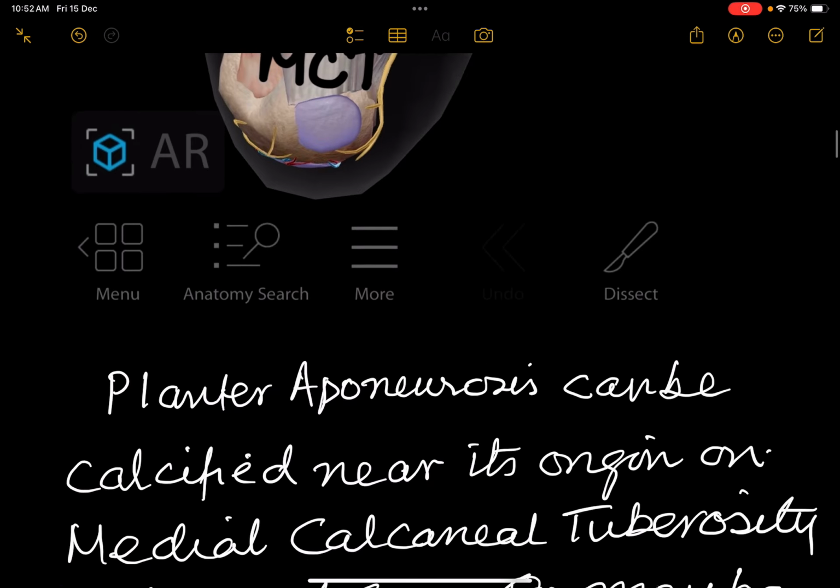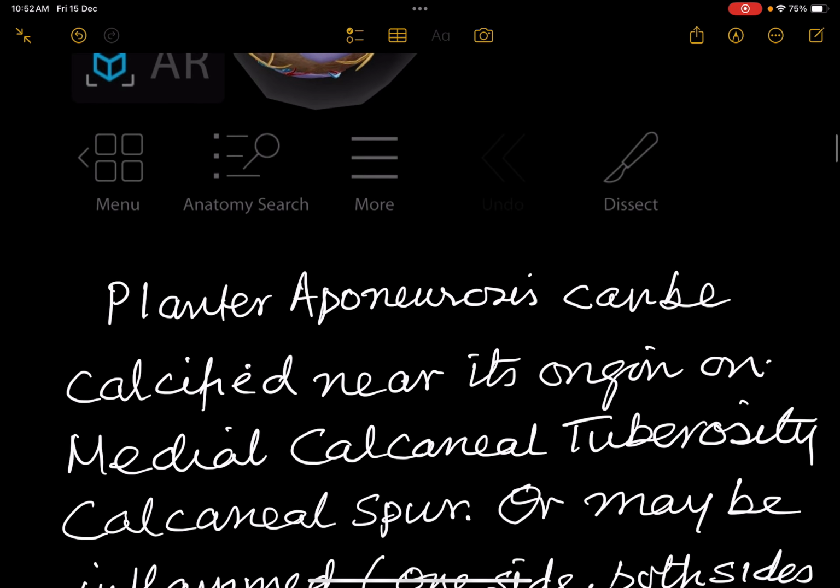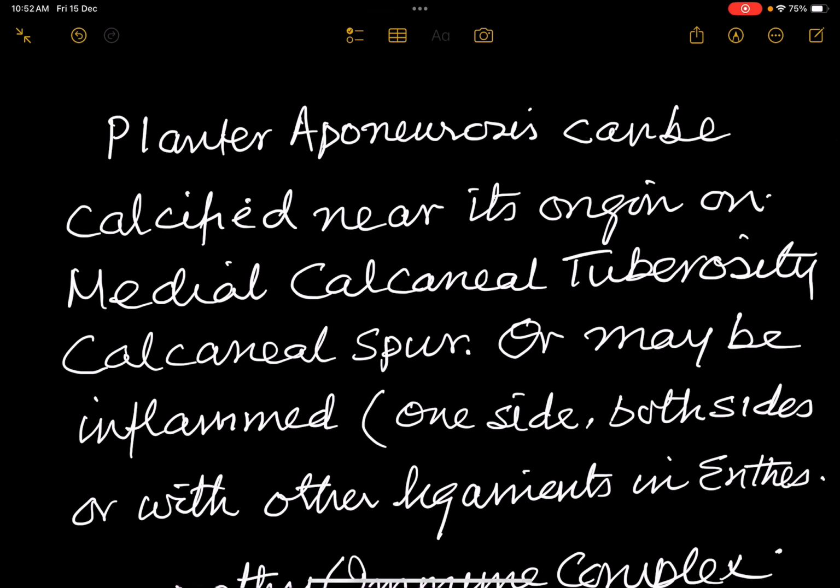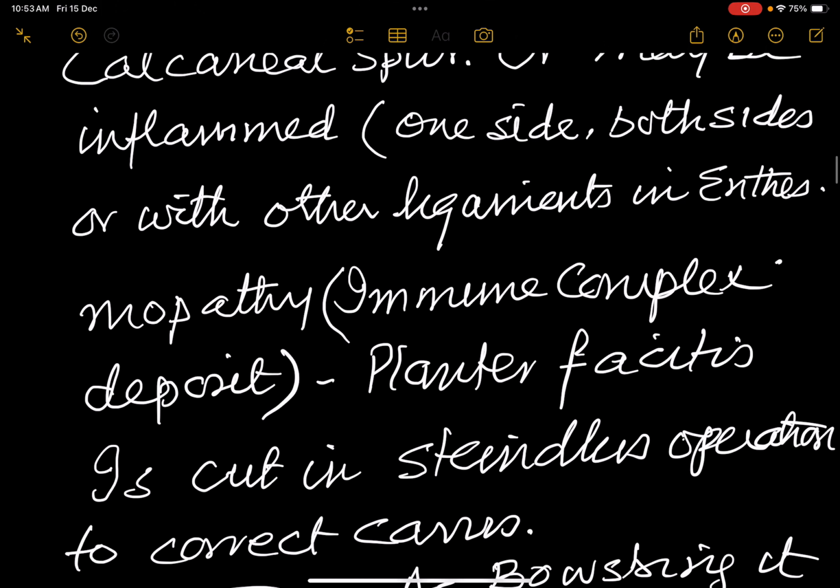So this is the plantar aponeurosis, and I have said that plantar aponeurosis can be calcified near its origin on the medial calcaneal tuberosity, which is called as calcaneal spur, or may become inflamed on one or both sides, or sometimes with other ligaments, and this is called as enthesopathy, which is mediated by immune complex deposits, type 3 hypersensitivity reaction. It's called as plantar fasciitis.